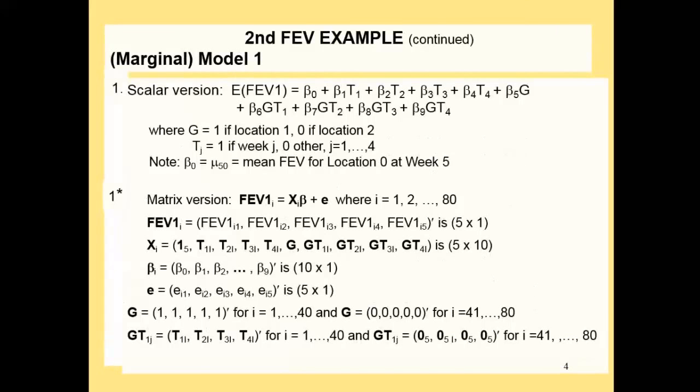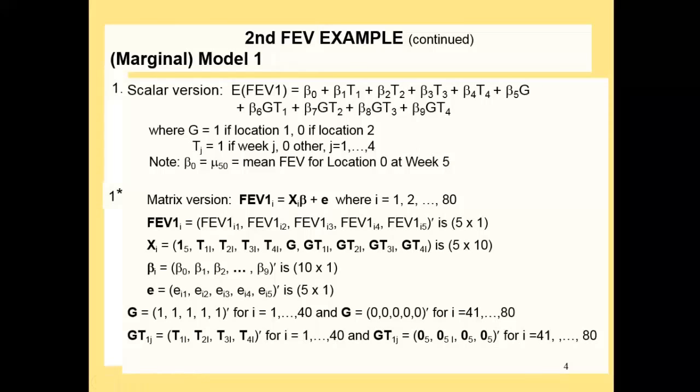Now, let's look at the model, the scalar version of the model. Let's not even worry about the matrix version. Can you get a handle on what's in this model? First of all, it's an expected value, so there's no error term. But you notice it's beta 0, beta 1, beta 2, beta 3, and beta 4, T1, T2, T3, T4. That part of the model is just like it was before, right?